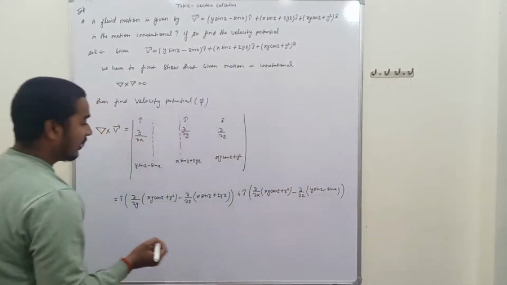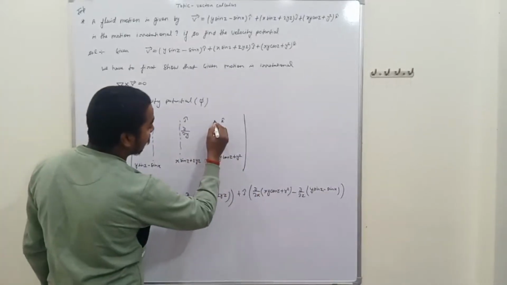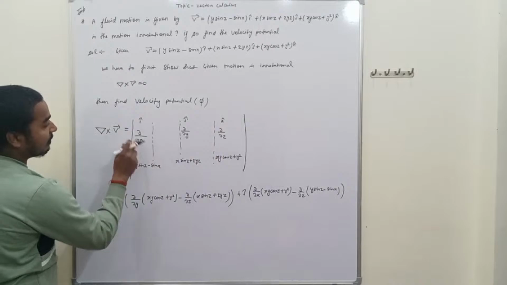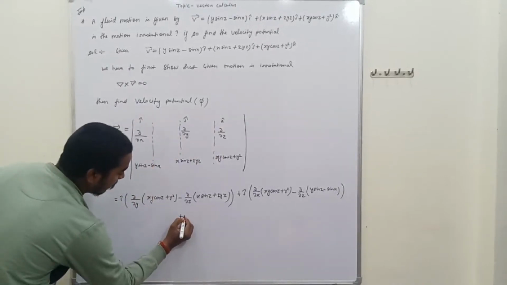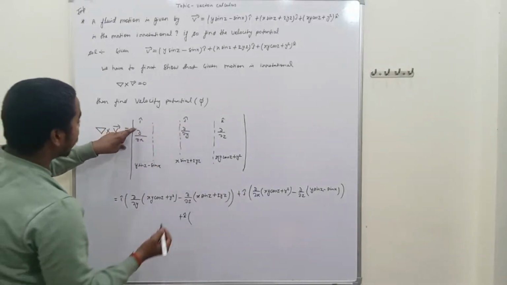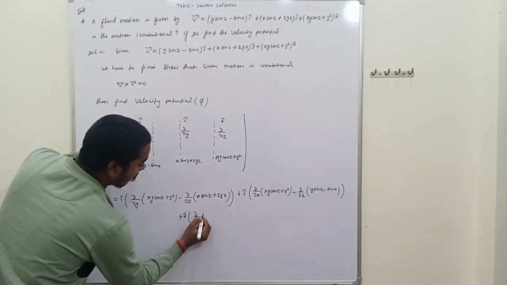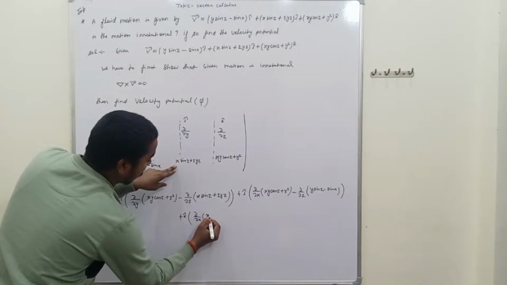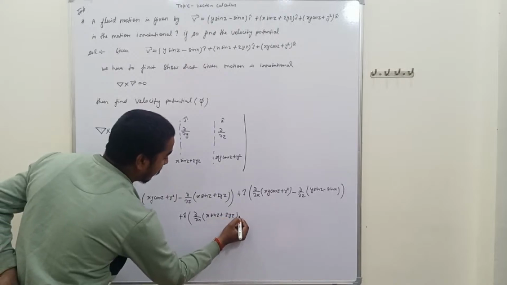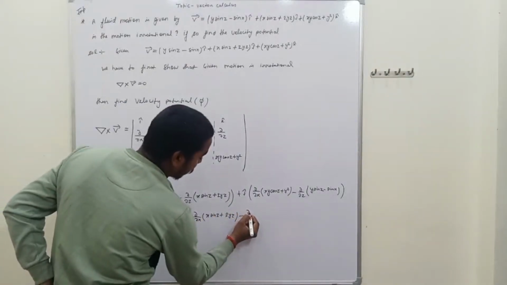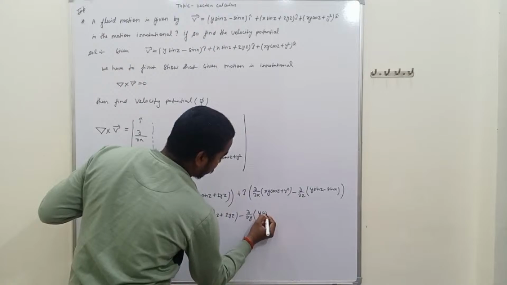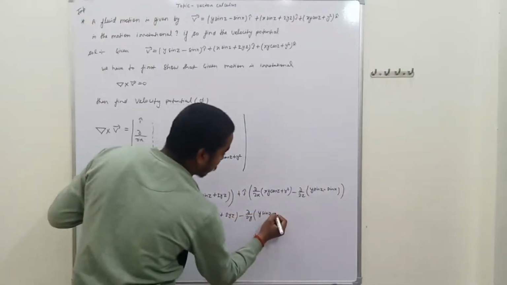Further we have to open for k cap. Then we suppose column 3 is eliminated, and we have to take operation between i and j in place of k cap, that is del upon del x of x sin z plus 2yz, minus del upon del y of y sin z minus sin x.